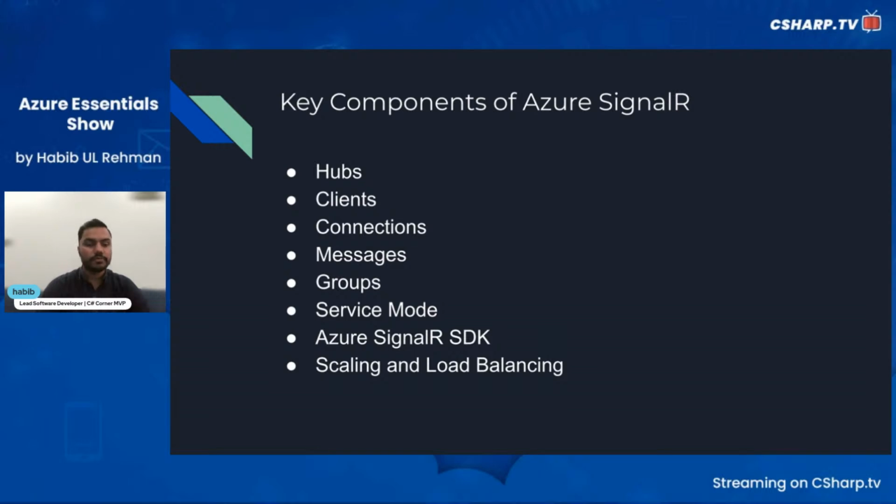Then we have groups inside Azure SignalR service. Groups are logical collections of clients that can receive the same messages. By using groups, you can add segmentation of your users. You can send messages to a specific group of clients, and you can even create rooms or teams by using these groups as well. Then we have service modes.